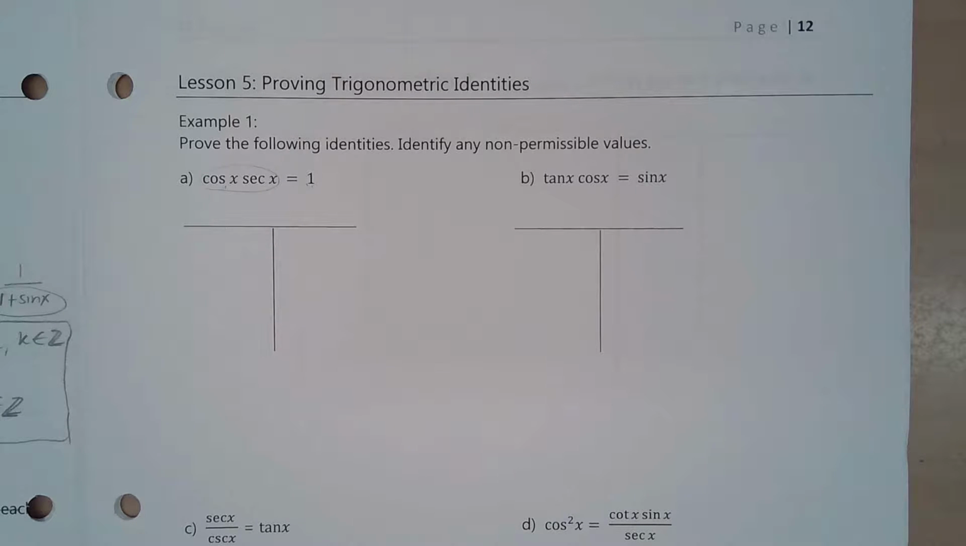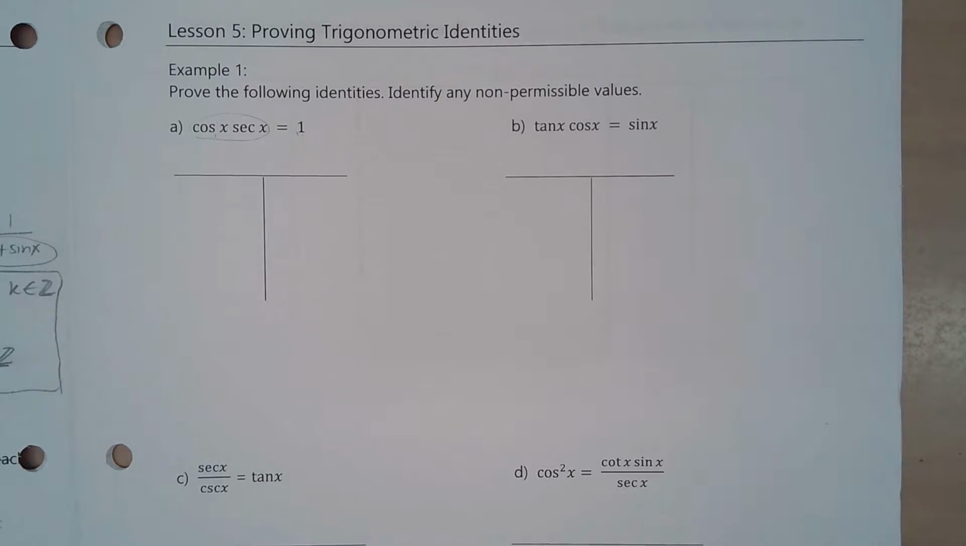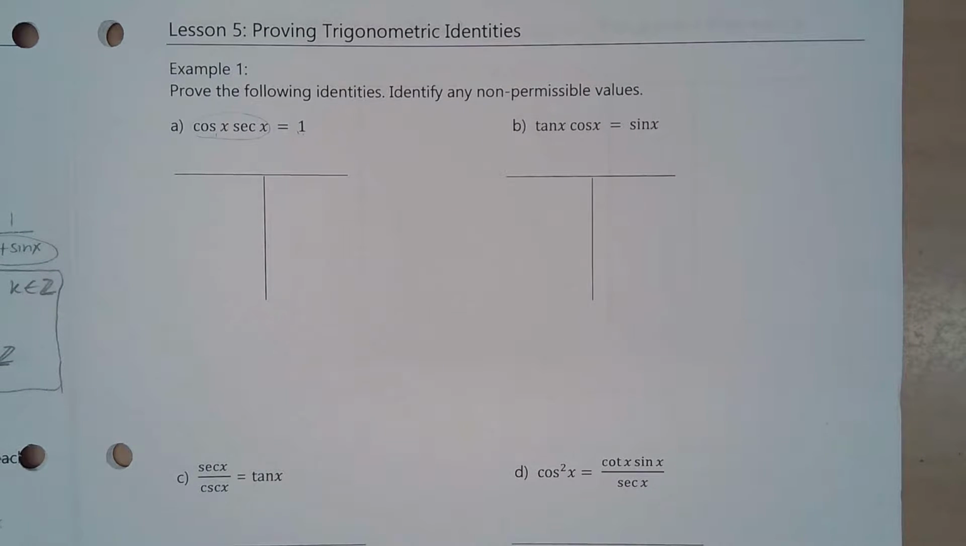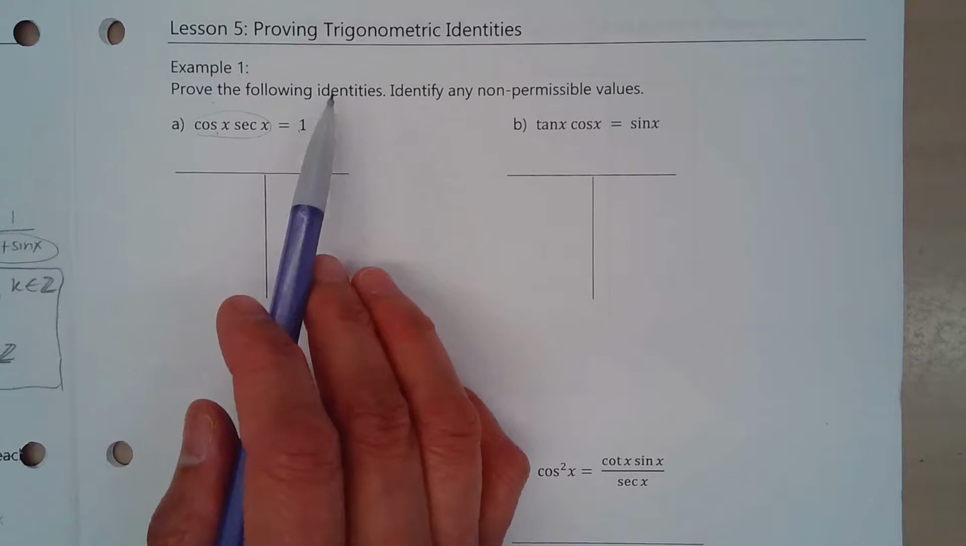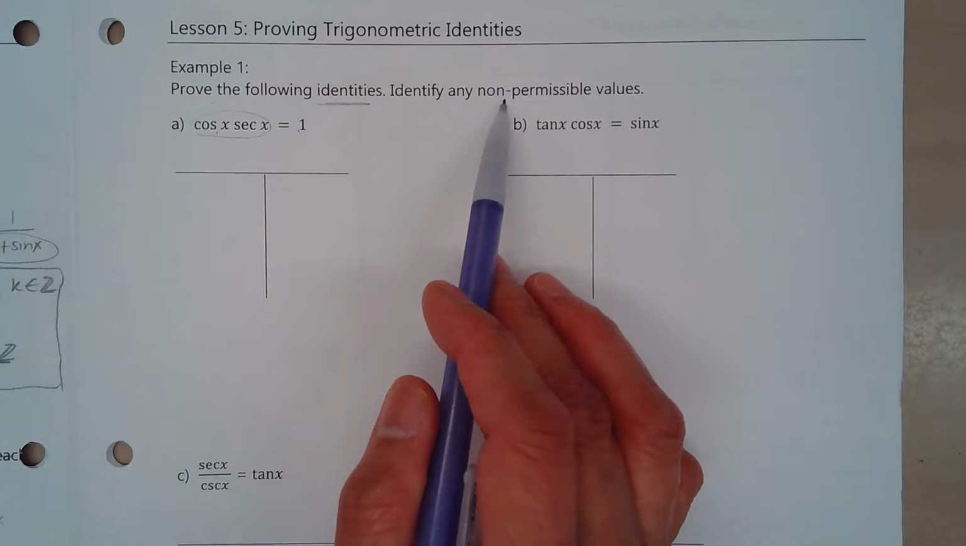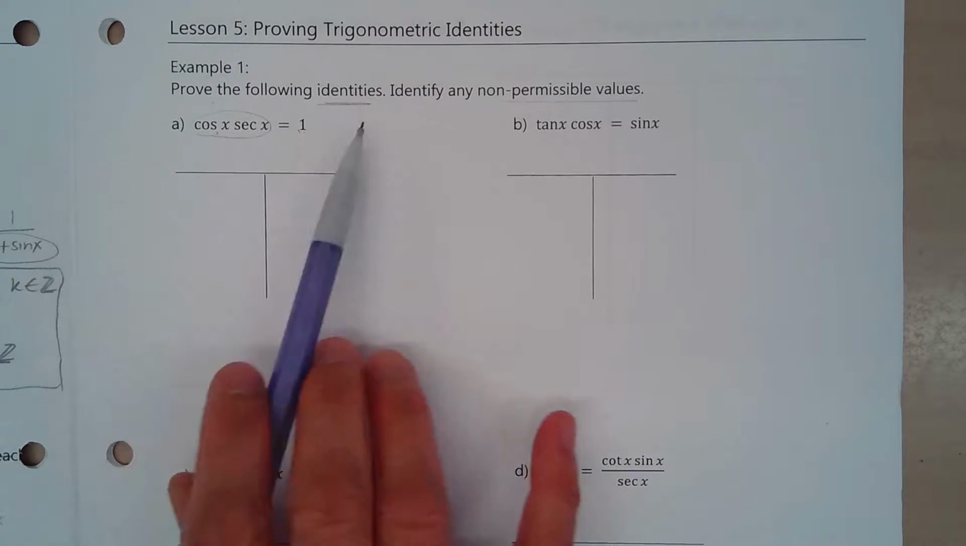Okay, so let's dive into lesson 5, proving identities. We're going to try some of these first, and then I'm going to give you a handout for us to try. It says here, prove the following are identities and identify any non-permissible values. So how do we prove that this is an identity?